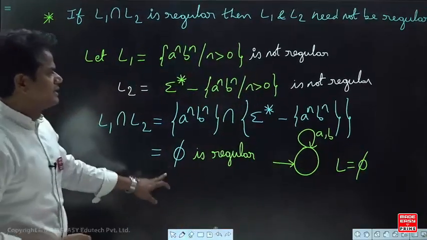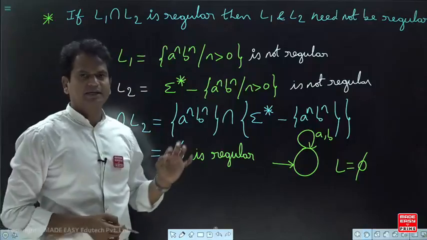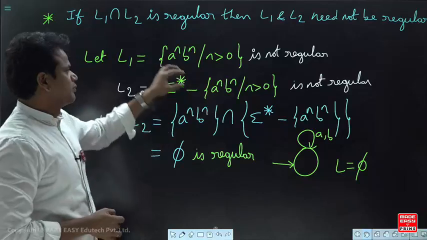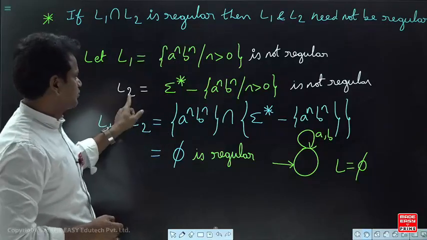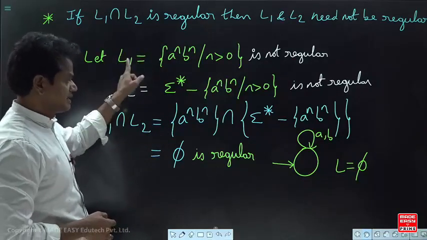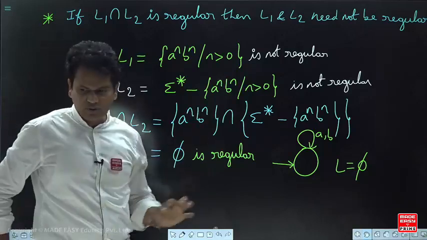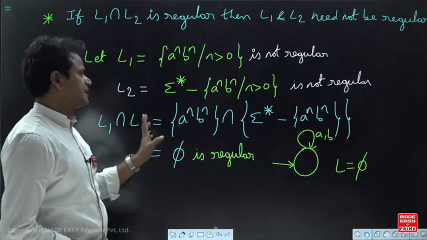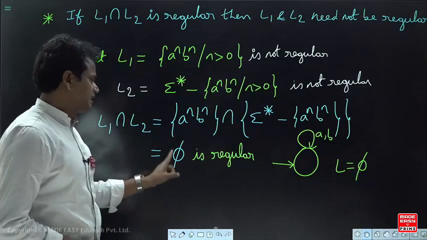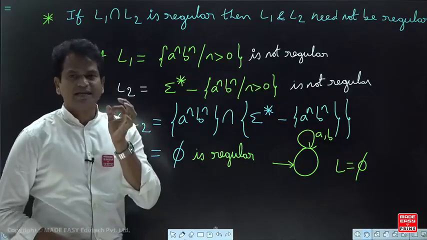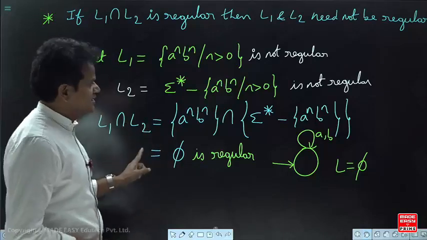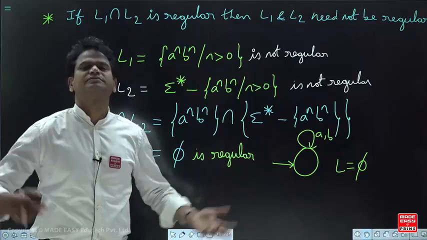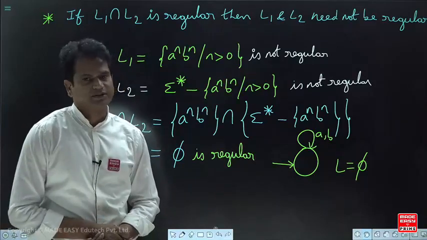Are you following? L1 is a power n b power n. L2 is the complement of L1, sigma star minus a power n b power n. Whatever is in L1 will not be in L2, and whatever is in L2 will not be in L1. So there is no question of any common string, meaning the intersection is empty, and empty is regular. So the intersection is regular, but individually L1 and L2 are not regular.